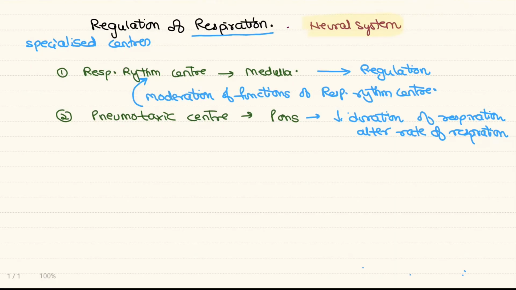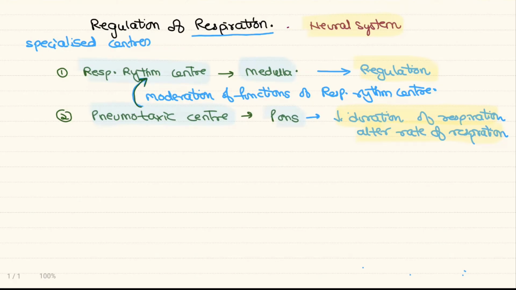So, the two major centers are the respiratory rhythm center present in the medulla oblongata. As the name indicates, this is the main center for the regulation. The second one is the pneumotaxic center present in the pons. The function of the pneumotaxic center is to decrease the duration of respiration. This is required whenever we want to alter the rate of respiration. So, the pneumotaxic center tries to moderate the functions of the respiratory rhythm center.